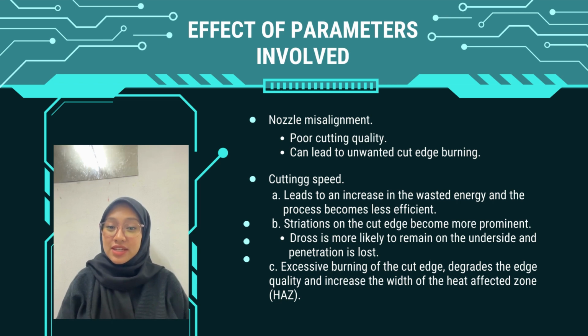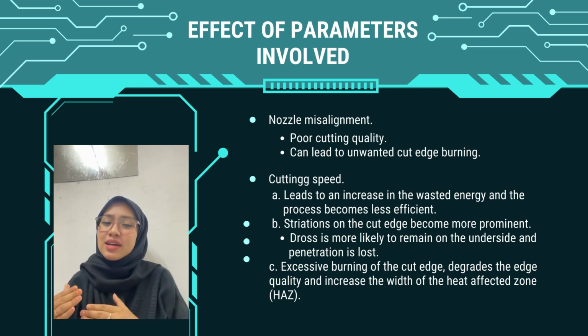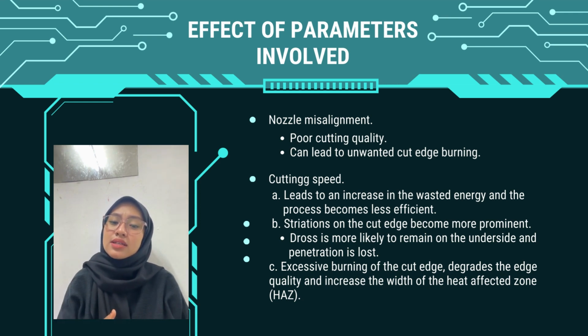So the next effect is cutting speed. A reduction in cutting speed when cutting thicker materials leads to an increase in wasted energy and the process becomes less efficient. Other than that, the cutting speed must be balanced with the gas flow rate and the power. As cutting speed increases, striations on the cut edge become more prominent. Dross is more likely to remain on the underside and the penetration is lost.